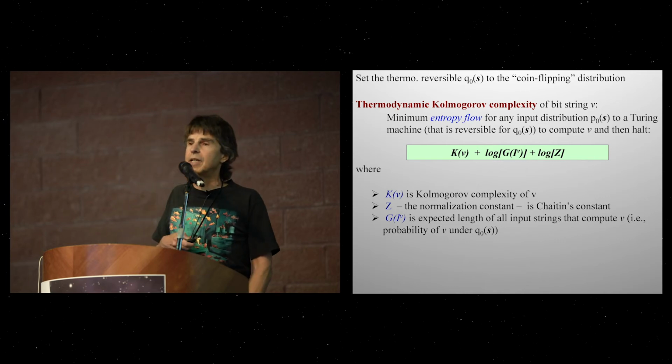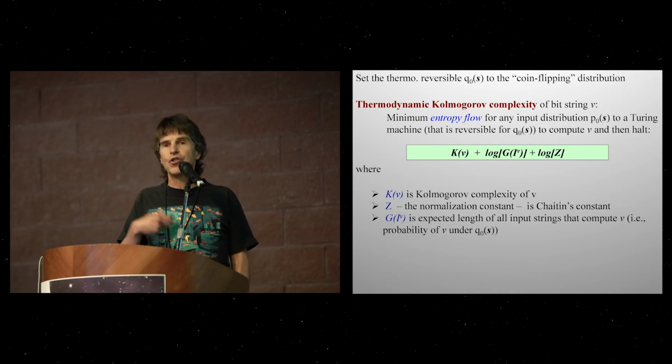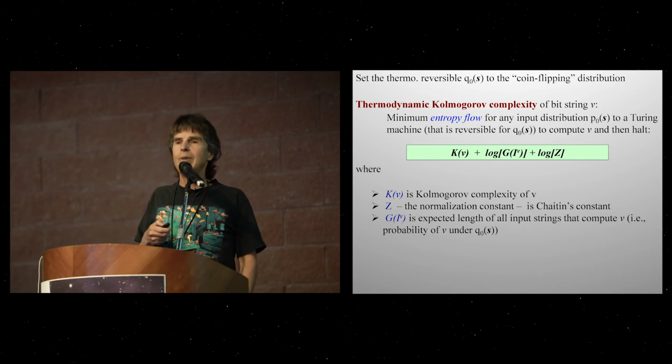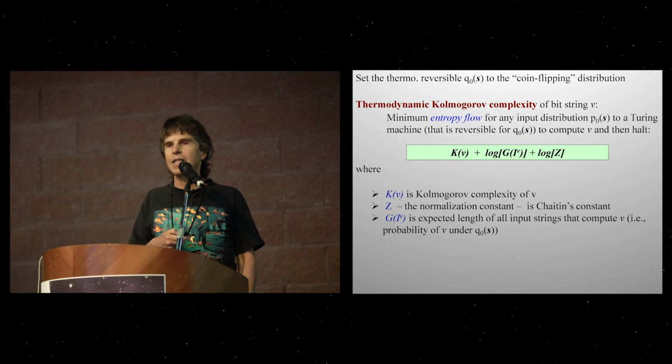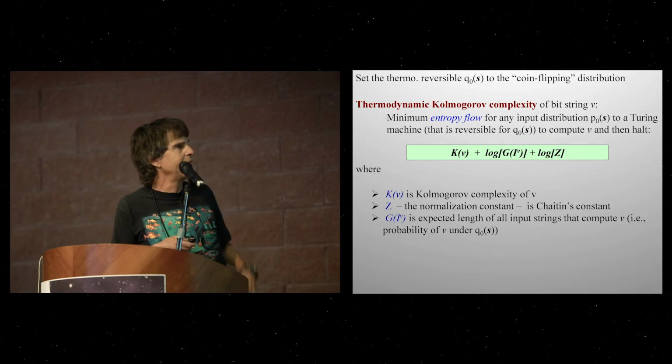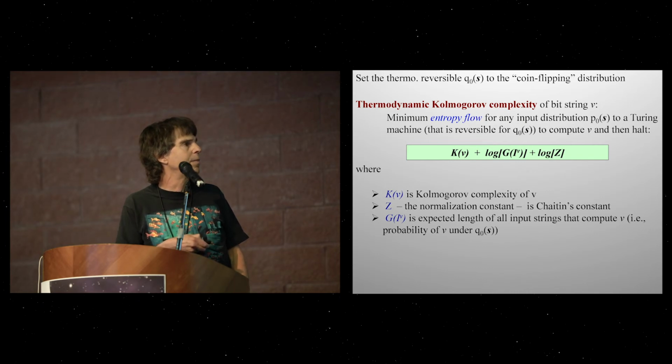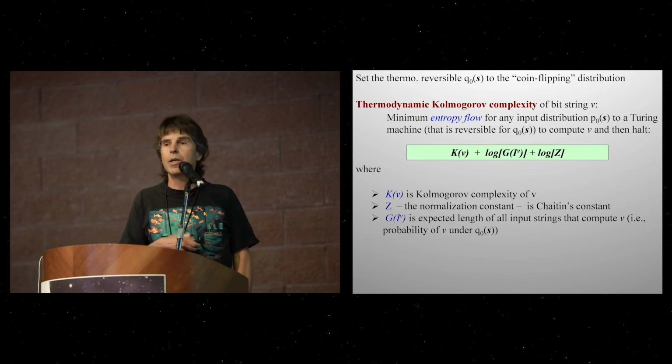In computer science, it often goes by the symbol omega. It's Chaitin's constant. This is one real number, which arguably includes all of the answers to all of mathematics in it. That's what Greg would say. So an absolutely fascinating beast right here. But for my purposes, it's just a constant. This thing right here, G of V, that is, given this coin flipping distribution, this is the total sum probability of all possible input strings that will actually end up computing V.